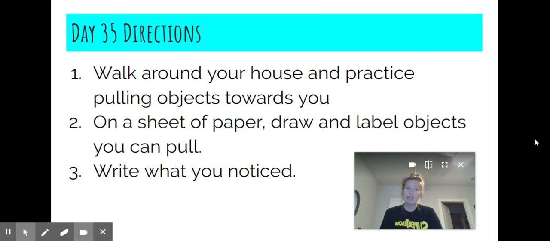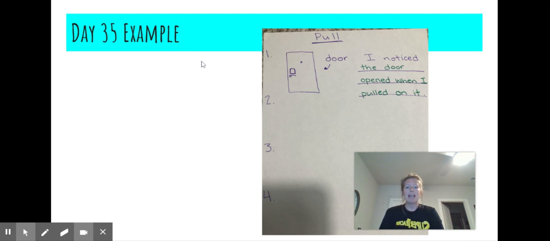I'm going to show you guys my example. All right, in my example, remember I told you I pulled on a door. So here's my picture of my door. Then I labeled it, door. Next, I have to write what I noticed. So here's my sentence stem. I noticed. And that's the sentence stem you guys will need to use too. So when you get out your piece of paper to do your own, if you need to pull up this part of the video so that you can look at the sentence stem, I think that would be a great idea. All right, let me read you my example. I noticed the door opened when I pulled on it.